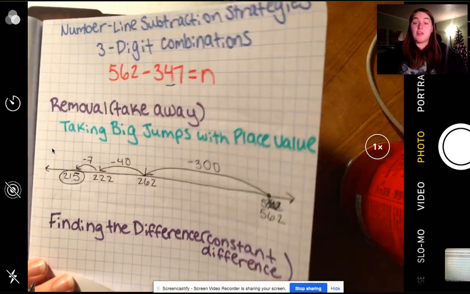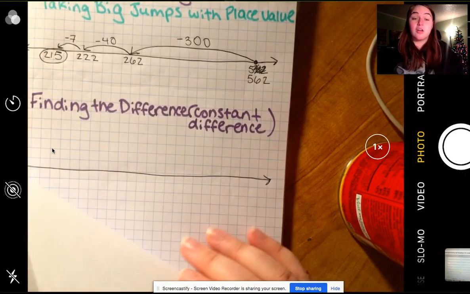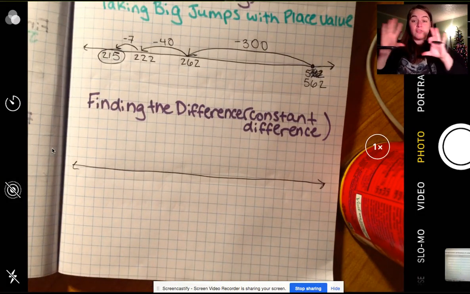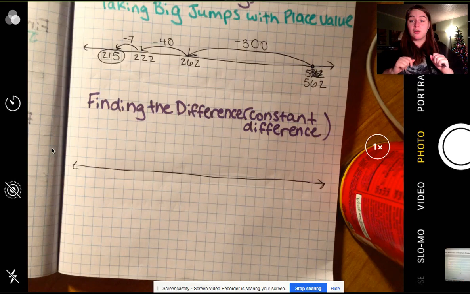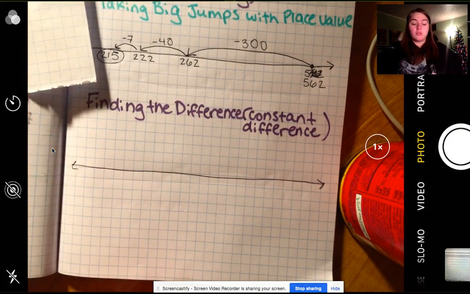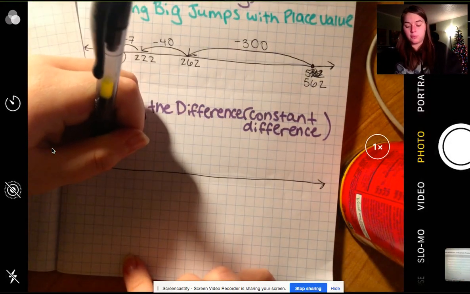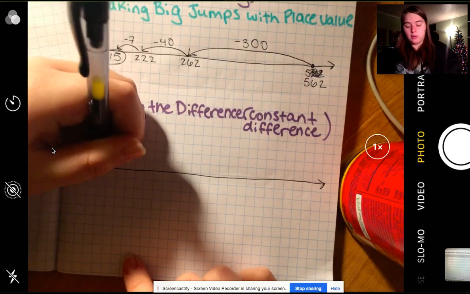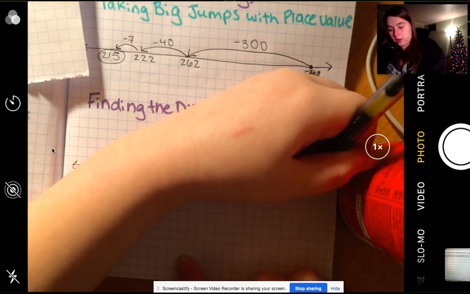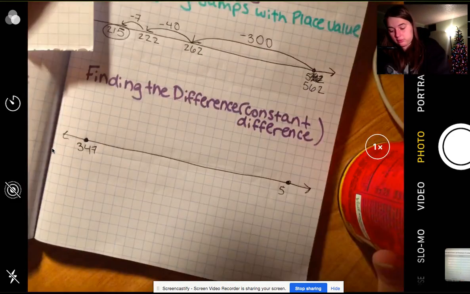One more strategy that might be new to you this week is constant difference, or finding the difference. And this is when we just shift the whole number over to make it friendlier and easier to add. So in case you don't remember, I'll show you how we did that. As you know, we need to find the distance between 347 and 562. So let's just put that in. 347 at one end and 562 on the other end.